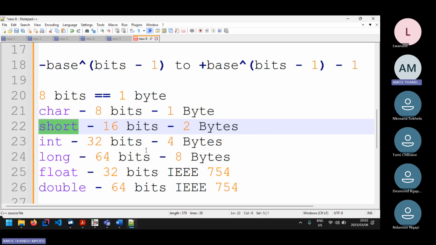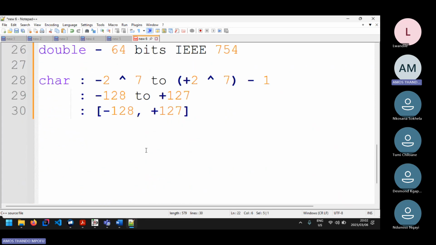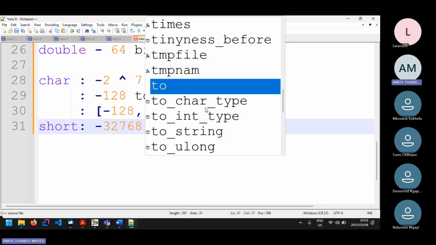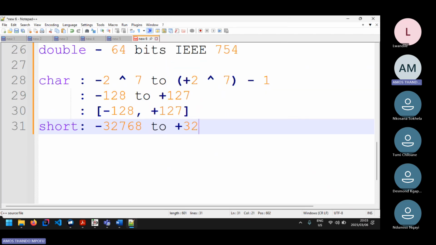Because if we calculate for a short, it stores around 32,768. If you use the same formula for a short, it stores from minus 32,768 up to positive 32,767.